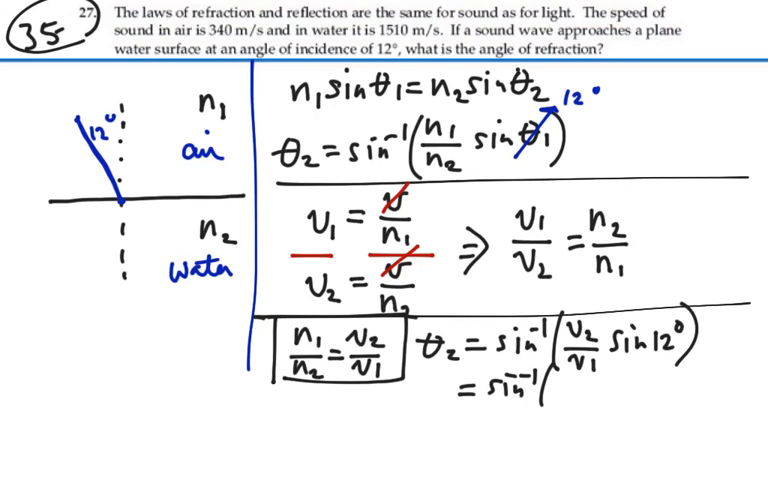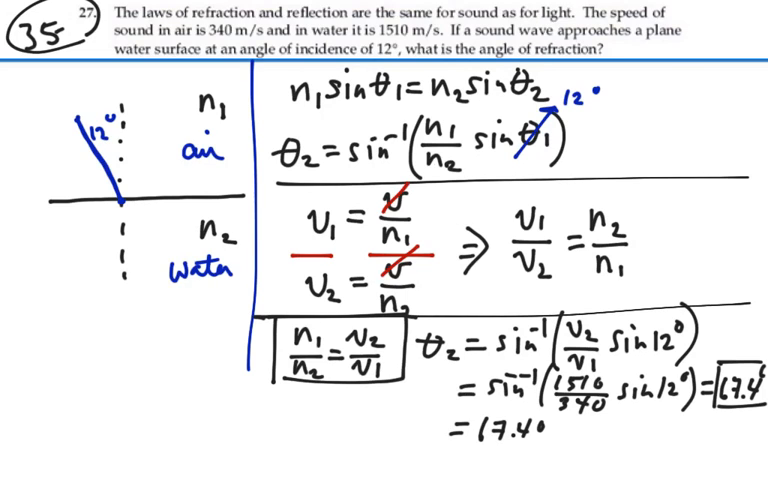So that's the inverse sine of 1510 over 340 times sine 12 degrees. What is that? It's 67.4 degrees. Let me write it again down below. 67.4 degrees. So that is our angle of refraction.